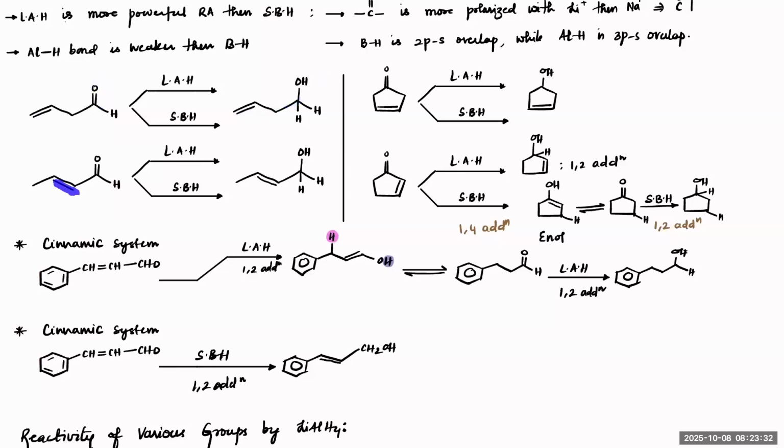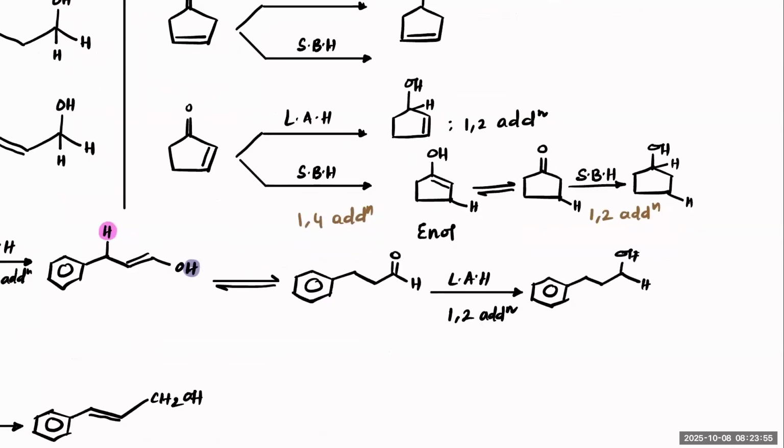But if you have a conjugated carbonyl group, then with lithium aluminum hydride or sodium borohydride, both will give reduction only on this position. But if the same conjugated form is in a cyclic structure with sodium borohydride, you will see first 1,4 addition will take place. So H minus will get added here and H plus will get added here. That brings the enol, which will further convert into ketone, and thereafter it will give 1,2 addition. So this is the difference between lithium aluminum hydride and sodium borohydride.